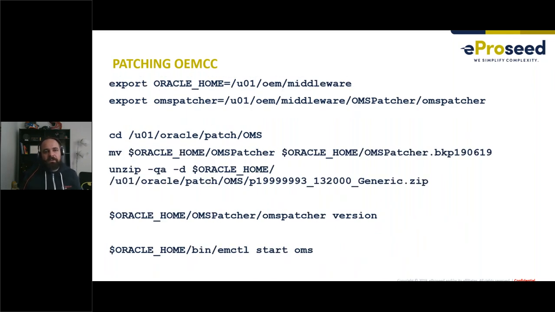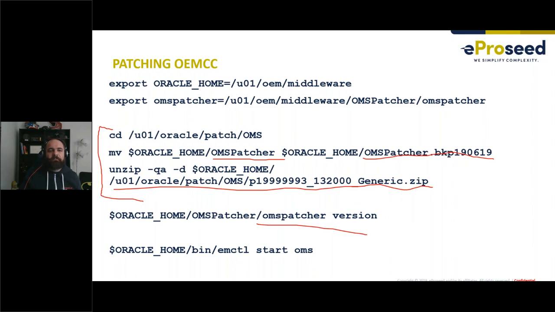So we have the same follow-up as I told you before. You can go to the Oracle Home, move the current folder to issue a backup, then unzip the OMS patcher there. Okay, then you can check the version right here.